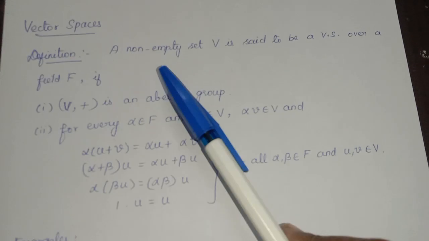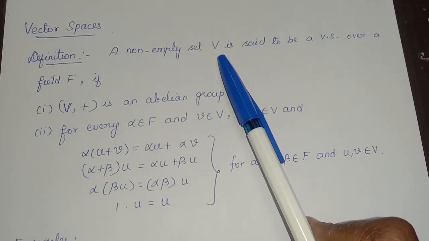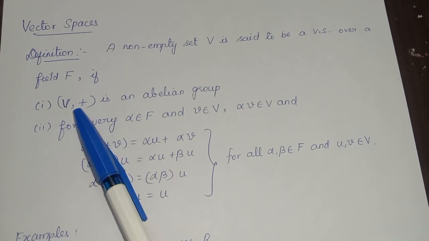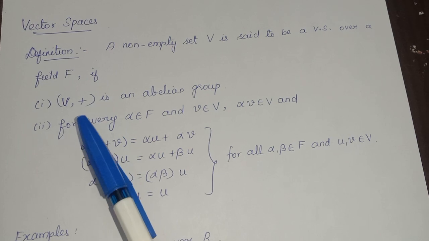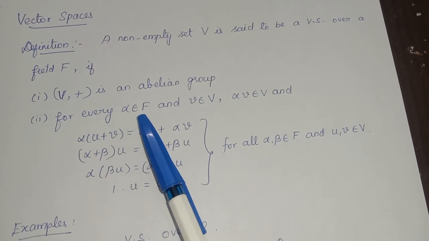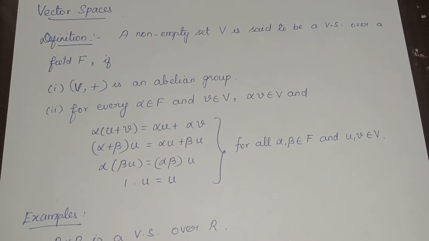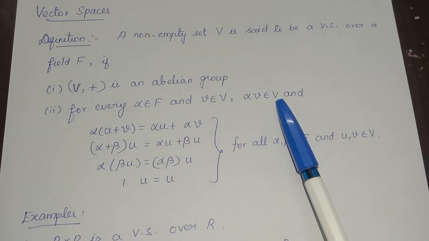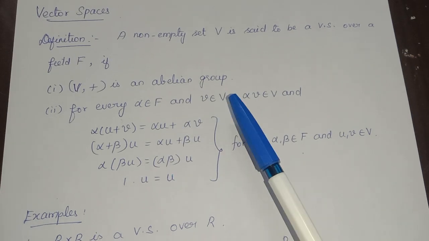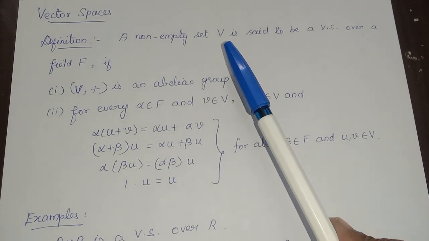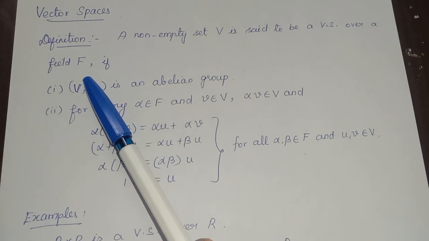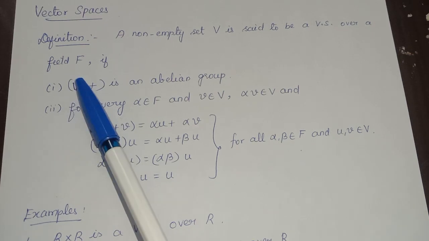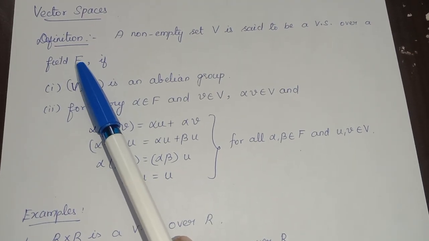The definition is, if we take a non-empty set V, then it is said to be a vector space over a field F if V is an abelian group with respect to addition, and for every alpha belonging to the field F and v belonging to capital V, alpha v belongs to capital V. Here in a vector space, we usually take one non-empty set with a field. The elements of this V are called vectors and the elements of the field F are called scalars.